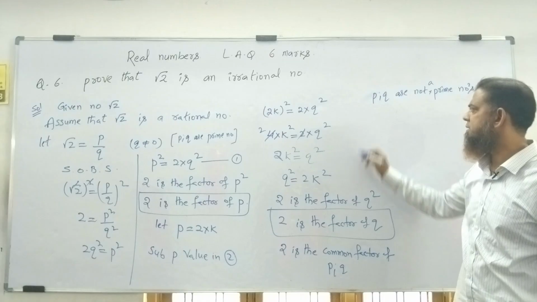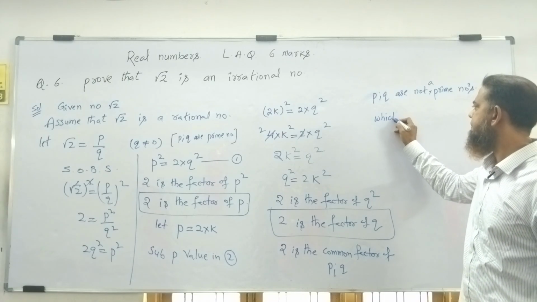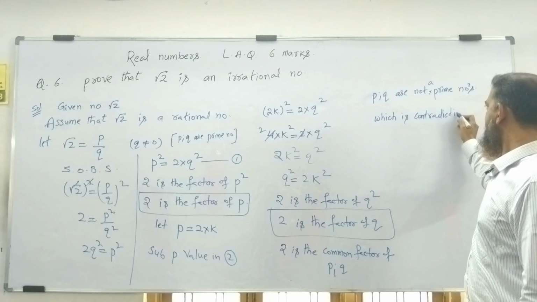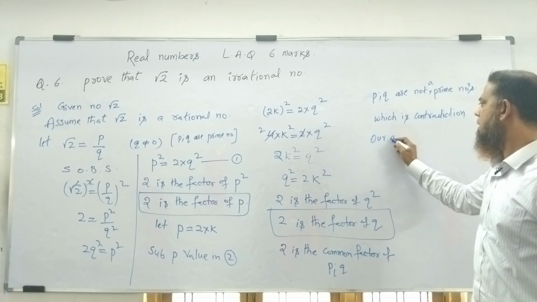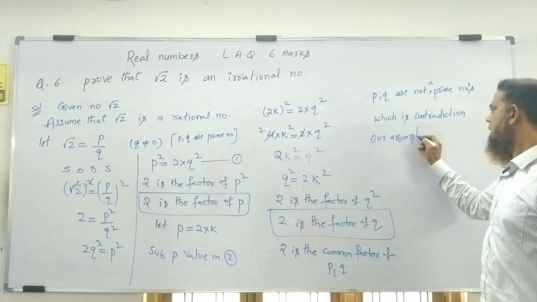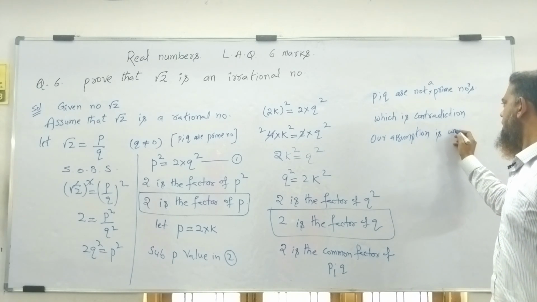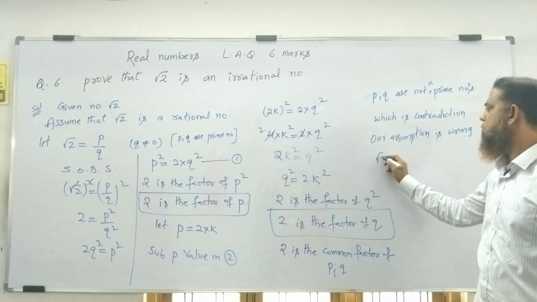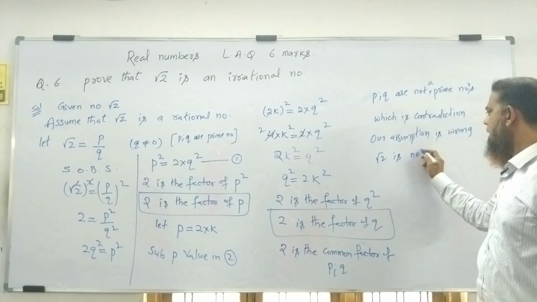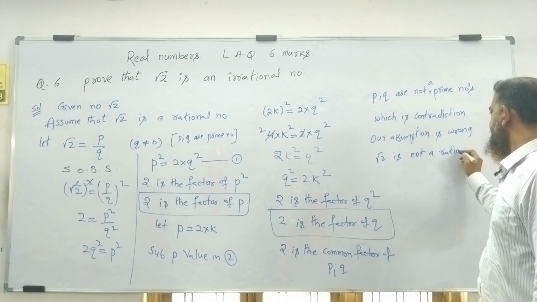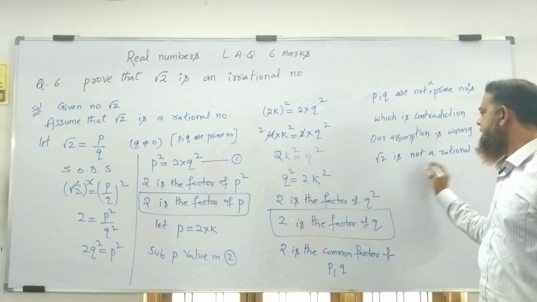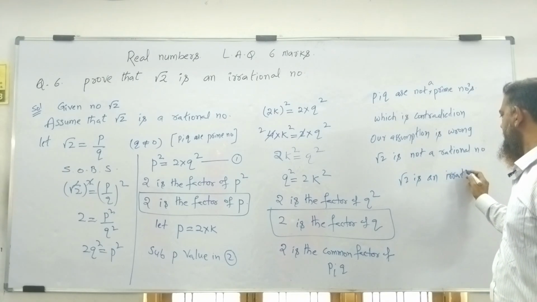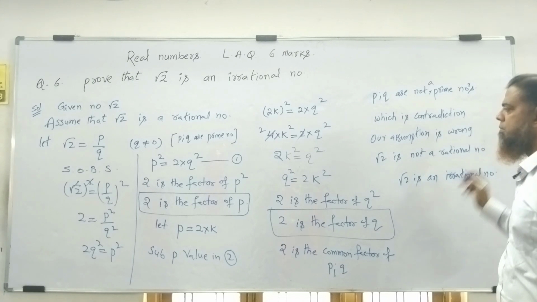It is a contradiction. Which is a contradiction? Our assumption is wrong. What is our assumption? You tell me. Root 2 is a rational number. Now root 2 is not a rational number. Then what is it? When it is not a rational number, root 2 is an irrational number.